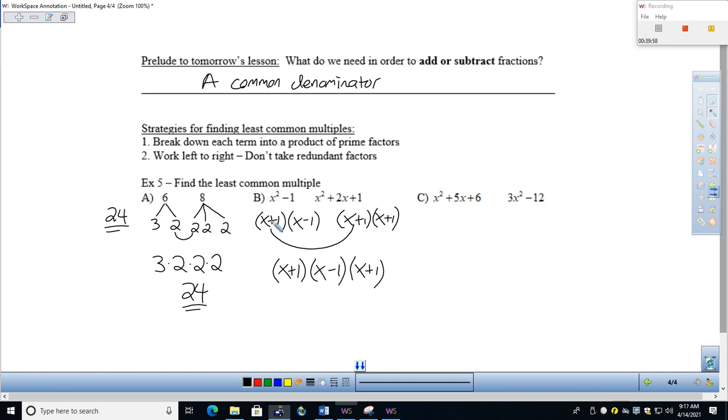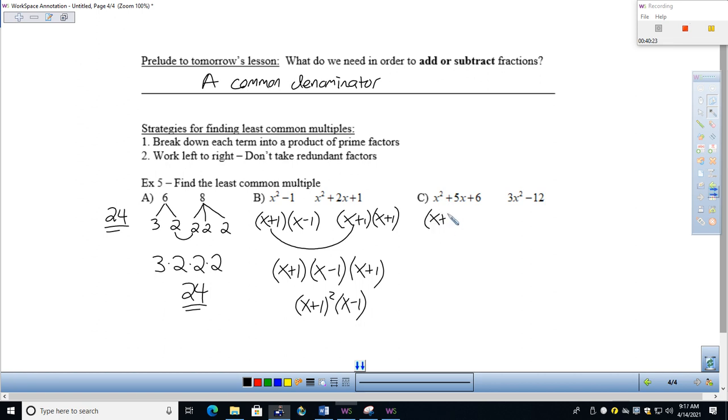So I took this one right here, which is the same as that. So I took the common one just once. I took that one as it was part of this list, and then I took that one, part of this one. Now, you can write this a couple different ways. If you really wanted to, this would be x plus 1 squared times x minus 1. Let's do it on this last one over here.